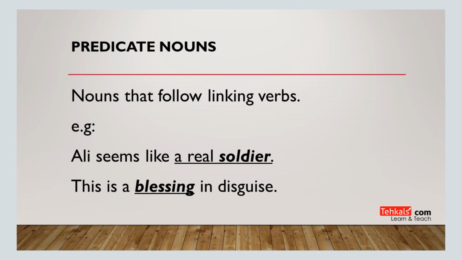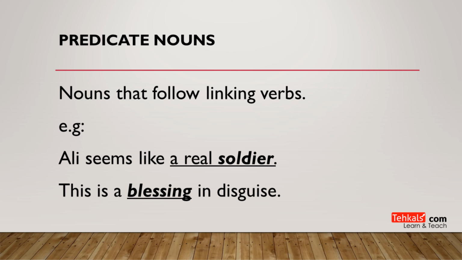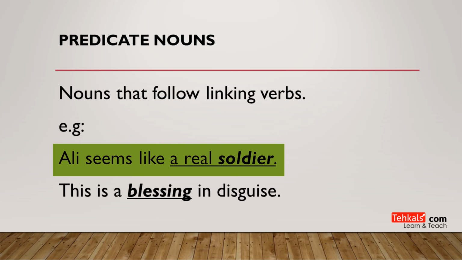Predicate nouns. Predicate nouns are nouns that follow linking verbs. They are also called predicative nouns. For example, in the sentence, Ali seems like a real soldier, seems is a linking verb, and this linking verb is followed by the noun soldier or the noun phrase real soldier. So here, this soldier follows the linking verb seems, and it functions as a predicate. So soldier here is a predicate noun or predicative noun because it follows the linking verb seems.